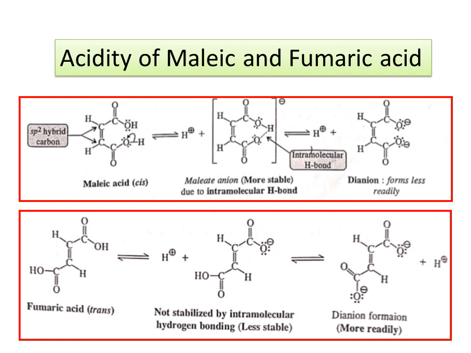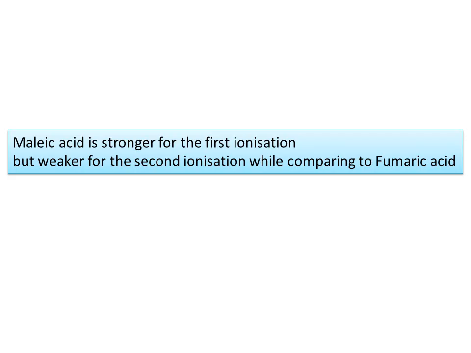Therefore, while considering the first ionization process, maleic acid is a stronger acid while comparing to fumaric acid. During the second proton removal, the Ka value for fumaric acid second ionization is greater than maleic acid second. Therefore, maleic acid is stronger for first ionization but weaker for the second ionization while comparing to fumaric acid.